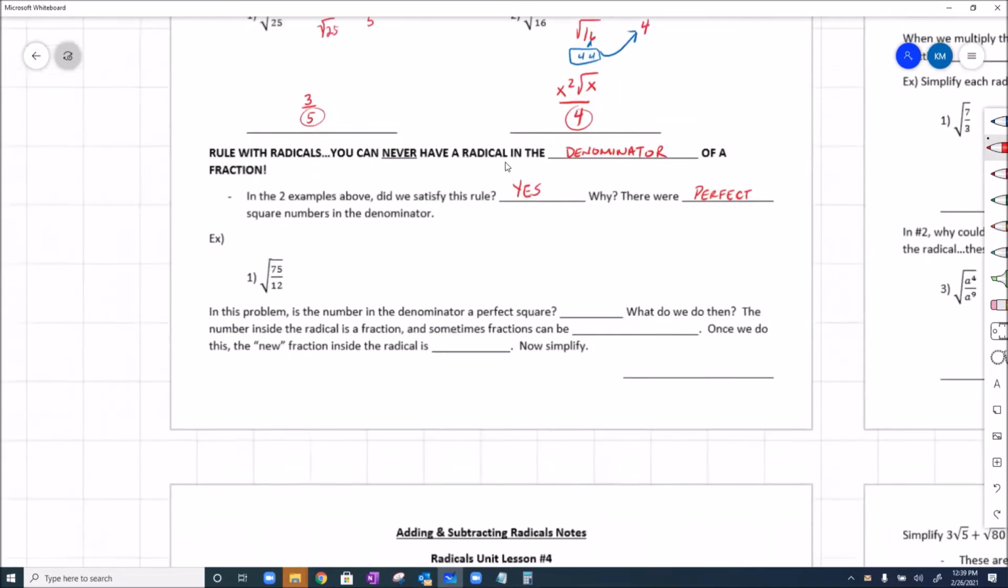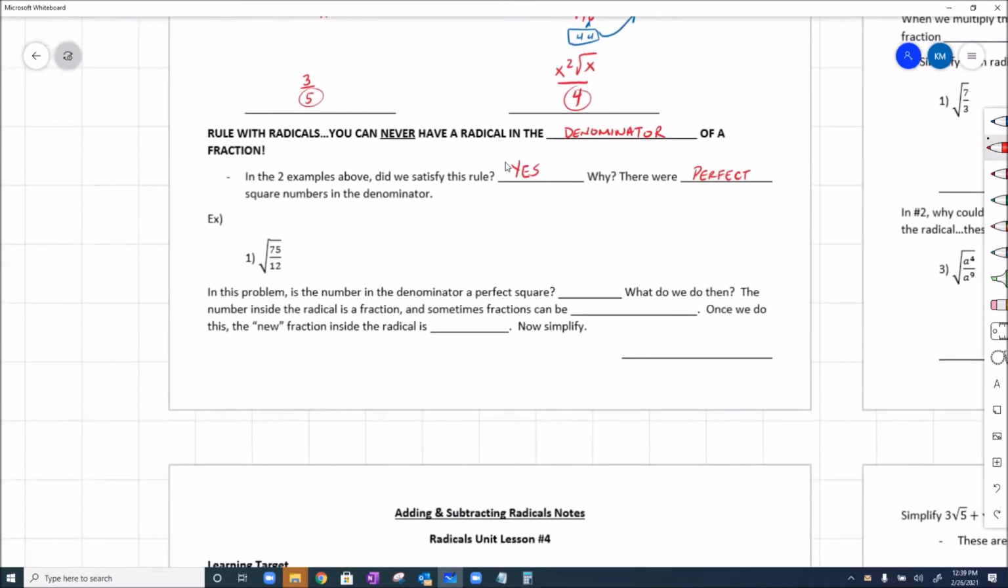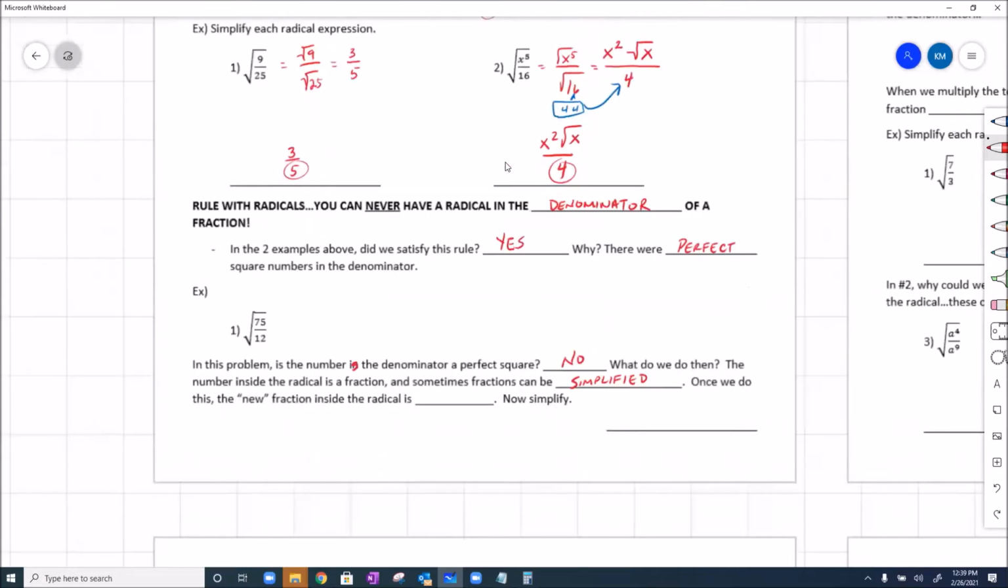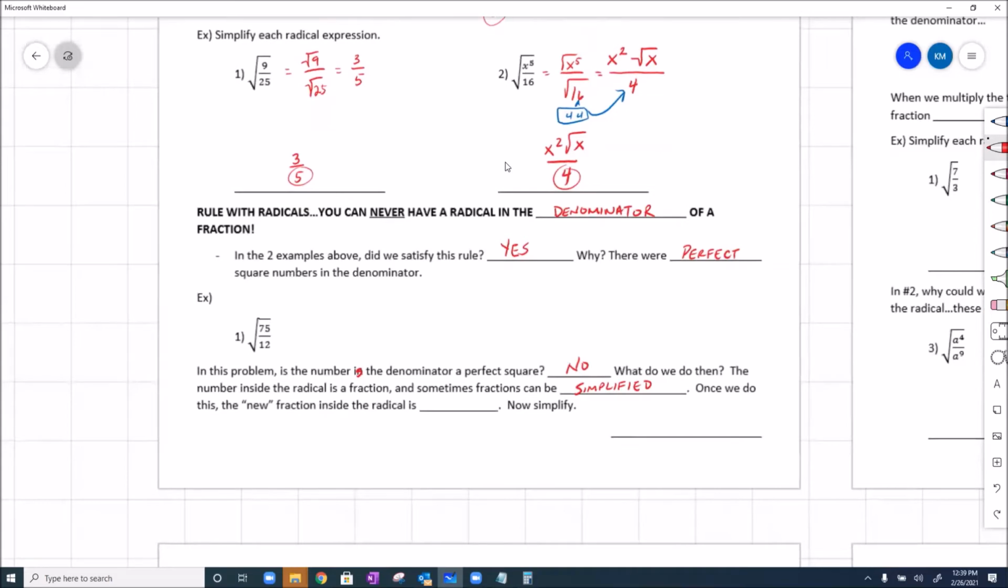But what happens if it's not a perfect square? We have radical 75 over 12. In this problem, is the denominator a perfect square? And the answer here is no, it's not. What do we do then? Well, the number inside the radical is a fraction, and sometimes fractions can be simplified. Let's simplify this fraction. Because up here, we wanted to separate it because we had a perfect square in the denominator, and so we separated it and took care of it. But here we don't have a perfect square, so we'll try to simplify it. What goes into both 75 and 12?